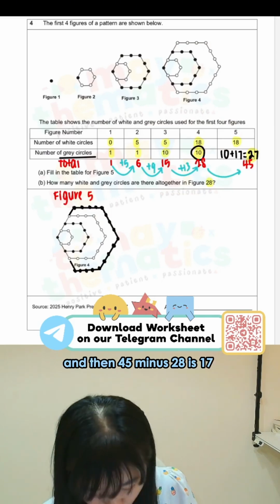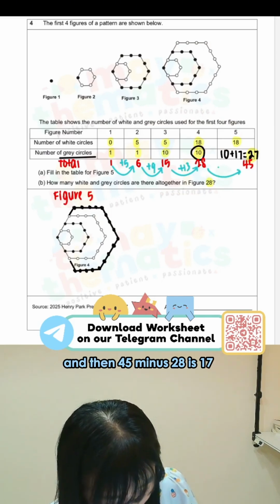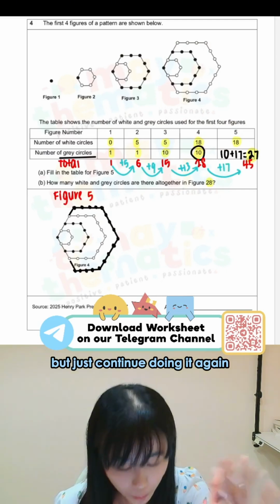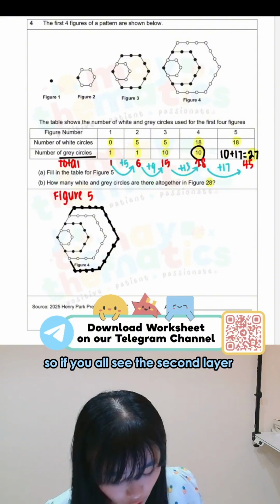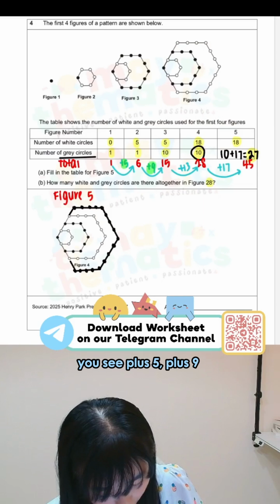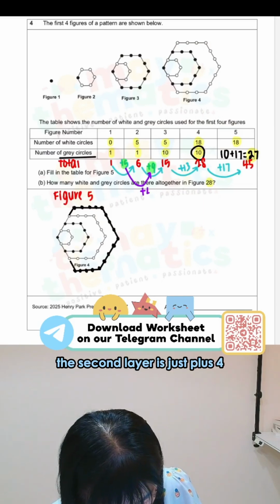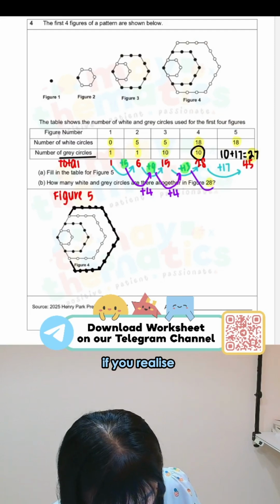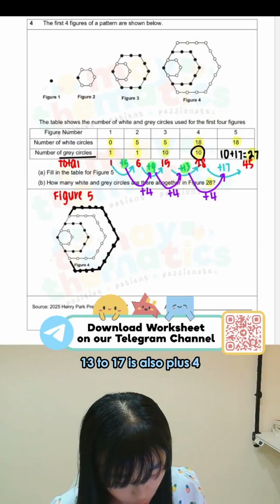And then 45 minus 28 is 17. Okay, right now you may see that there is no pattern, but just continue doing it again. If you see the second layer, plus 5, plus 9, the second layer is just plus 4. From 9 to 13 is another layer. The second layer is always plus 4, if you realize. 13 to 17 is always plus 4.